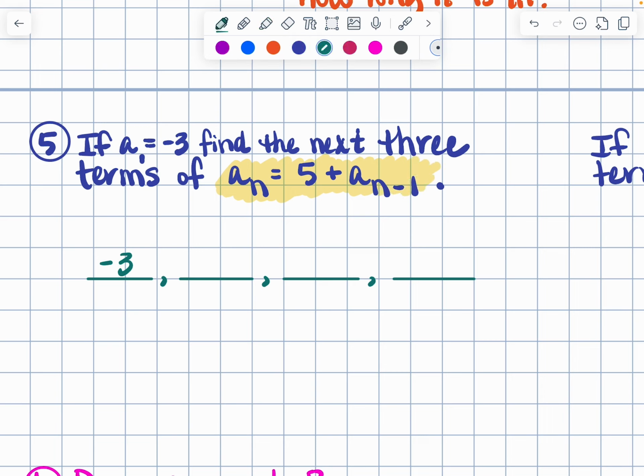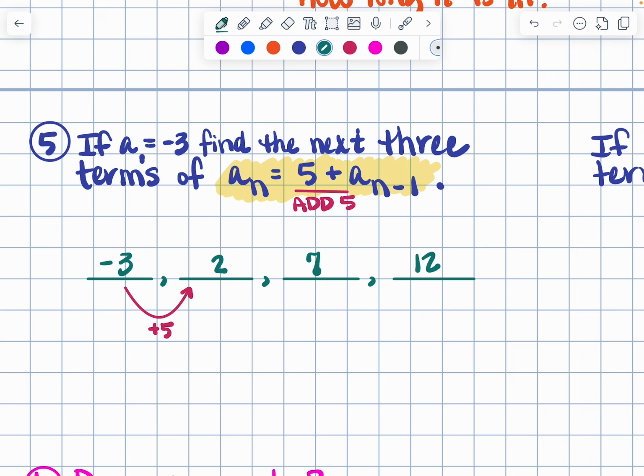Then it's up to you to look at the rule and figure out what the rule is trying to tell you. The only thing this rule is telling us is that to find any term in this sequence, we're just going to take the previous term and add 5. So we're just reading the rule and saying, oh, they just want us to add 5 every time, right? So literally to get from one number to the next, we're just going to add 5, which is why they had to tell us the starting number, or else we would have no idea where to start the sequence. So clearly -3 plus 5 is going to give us 2.